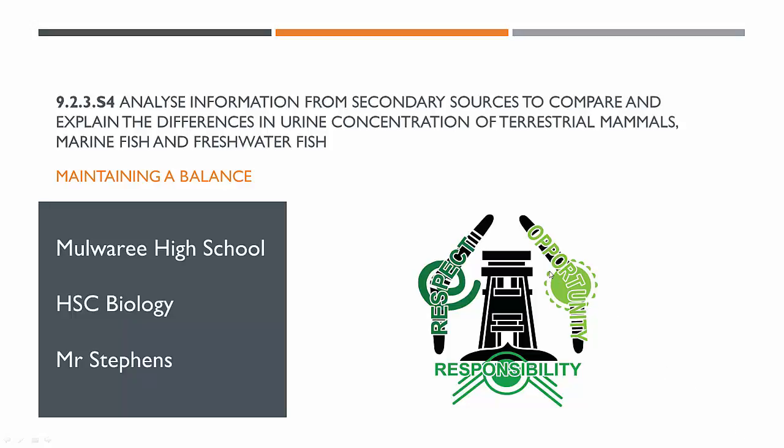We are looking at the dot point 9.2.3.S4, so we're looking at something that requires the development of a skill. We're going to analyse information from secondary sources to compare and explain the differences of urine concentration in terrestrial mammals, marine fish and freshwater fish.